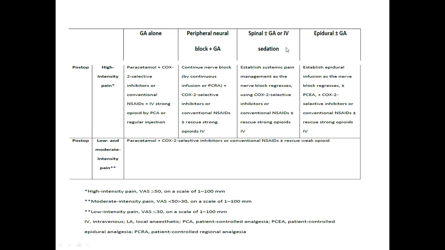Coming to if it's spinal, systemic pain management, again, similar factors are used. Rescue strong opioids. As I said, the lowest dose which is required to bring about pain relief is considered sufficient, right? And that has to be given in a titrated form under supervision. Post-op, there is low and moderate intensity pain. Okay, so there's paracetamol plus COX-2 NSAIDs. As I said, weigh the pros and cons. Okay, so this was a bit with regards to this.